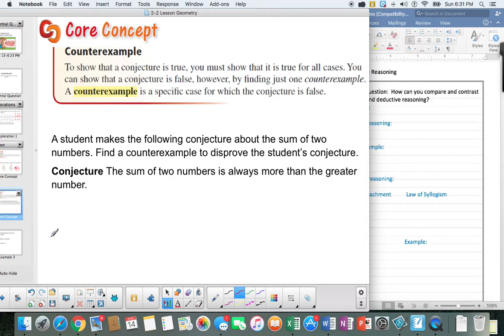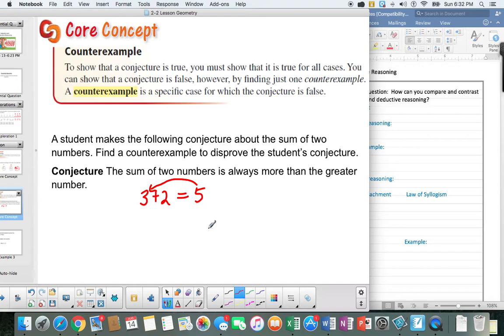Now sometimes when we're looking at conjectures, we might not come across the right conjecture. We might not guess right. And a counterexample is an example that shows us that we didn't make a very good guess. Okay, so here's a conjecture. Somebody made a guess: the sum of two numbers is always more than the greater number. Okay, so let's put some numbers down, like 3 plus 2 is equal to 5. And you can see that 5 is greater than the greater number right here. Well, that's a true statement.